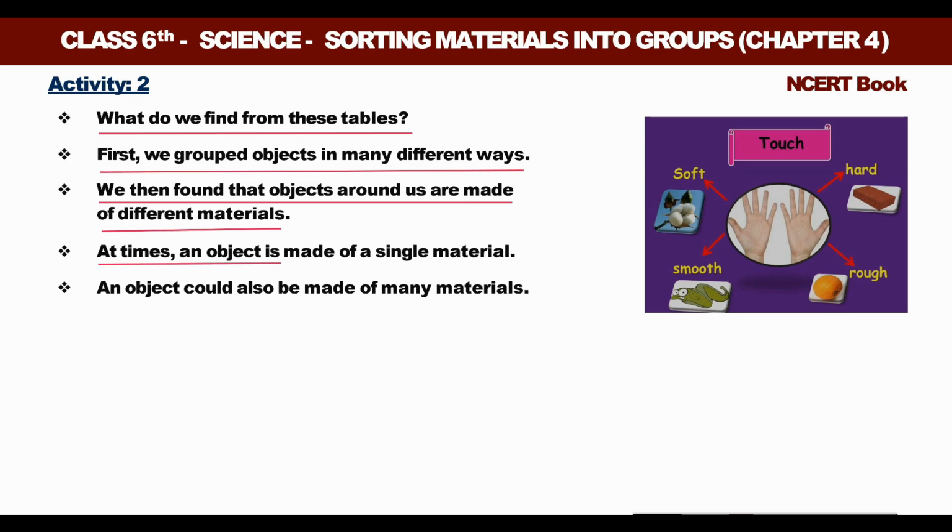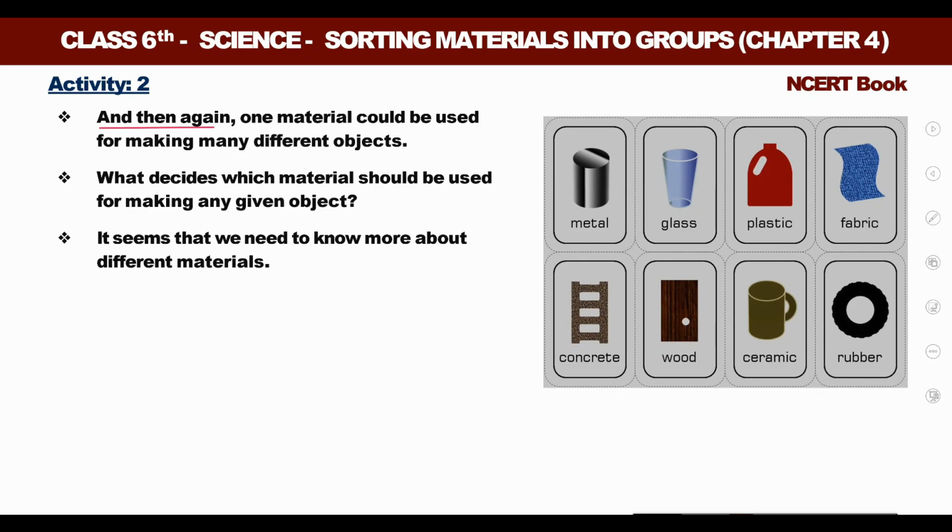At times an object is made up of a single material. Yes, from one material only. Sometimes an object is made from two or three materials. If I am talking about furniture, a table is made up of wood. But some furniture can also use steel, and there wood has also been used. An object could also be made up of many materials. And then again, one material could be used for making many different objects. Many objects can be made from one material. Yes, think of how many objects can be made from plastic, and different objects can be made from paper. So you must have understood that many objects can be made from the same material.